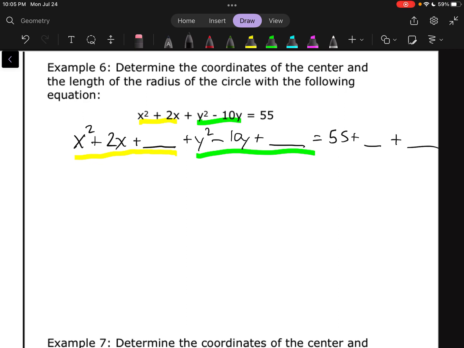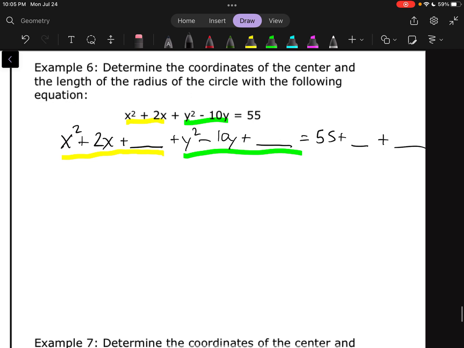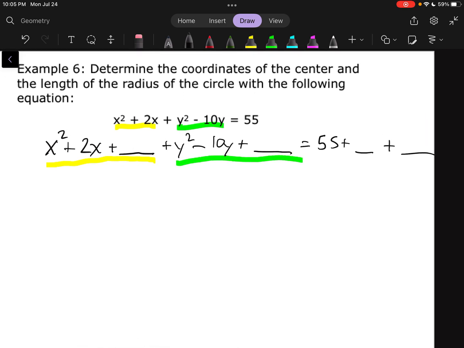Now, the reason we're adding those blanks is because what we're going to try to do is turn both of those, for lack of a better word, expressions into perfect squares. Okay, because we know that the standard form has the x as a perfect square and the y expression as a perfect square because they're both being squared. So we need to make these into squares so that we can turn it back into standard form.